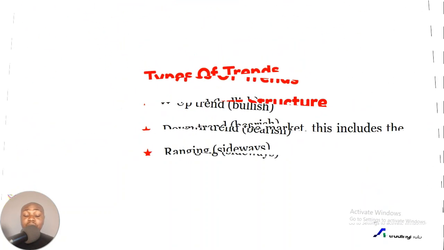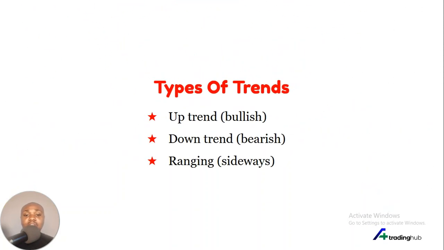There are three types of trends in the market. One is the uptrend, also known as bullish trend. The second is the downtrend, also known as bearish trend. The third is the ranging trend, also known as sideways trend.